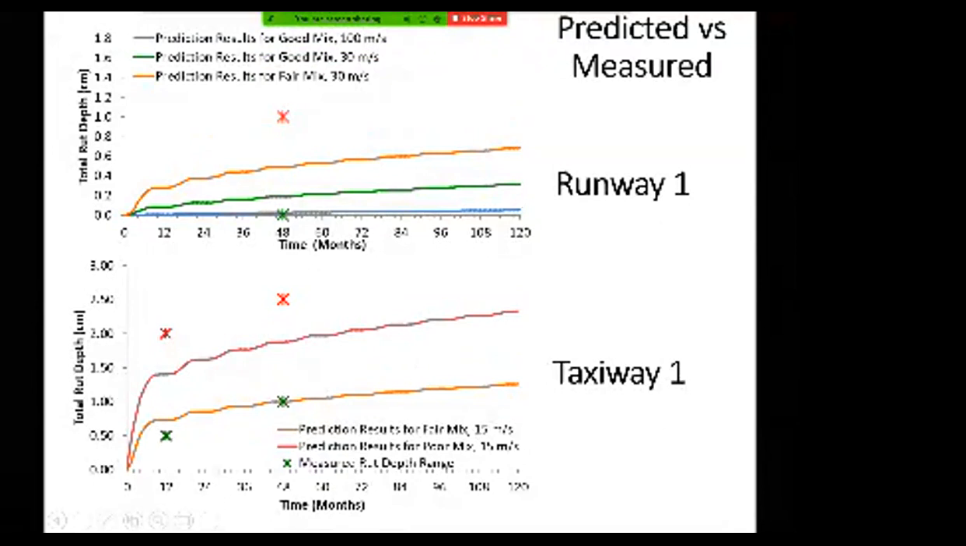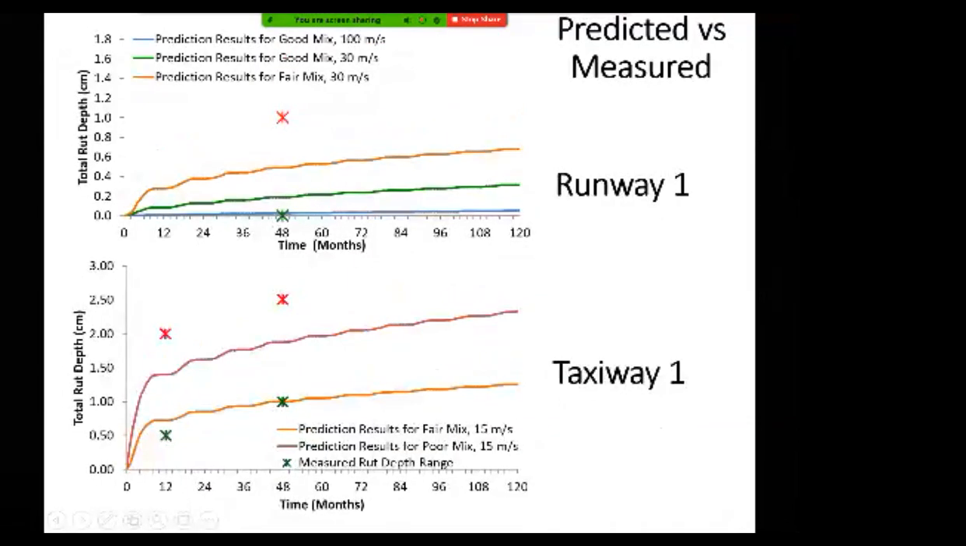Well, when we went to that runway, the minimum rut measured was this green. The maximum rut measured was 1 centimeter. So our predictions are perfect. I mean, within 1 centimeter, we're talking about. And the ranking of these mixes is very good. For the taxiway, again, we had a fair mix, which is the orange one, and a poor mix, which is the brown. So this is what we predicted from the model. When we went and measured, we found out that along that taxiway, minimum rut was 0.5 centimeter, maximum rut was 2 centimeters.